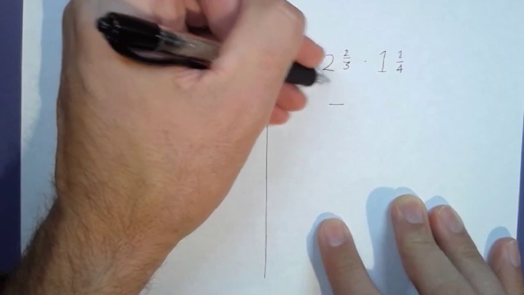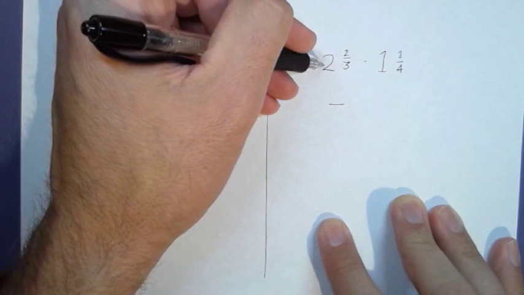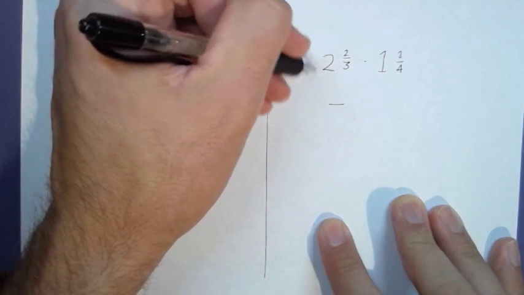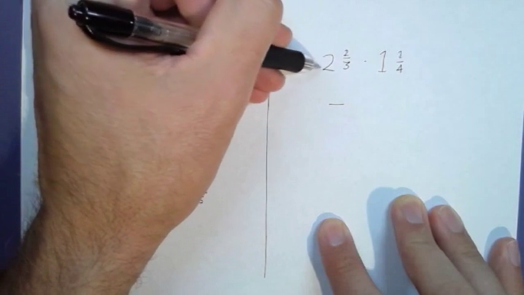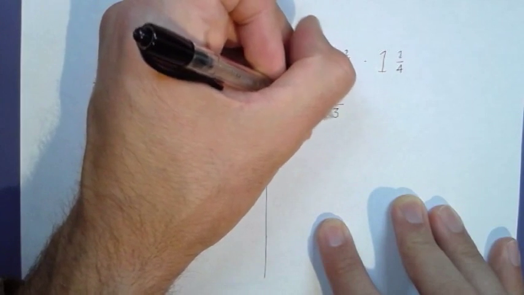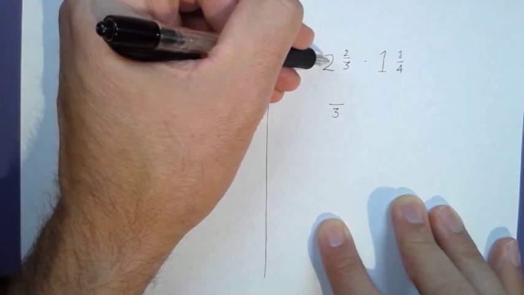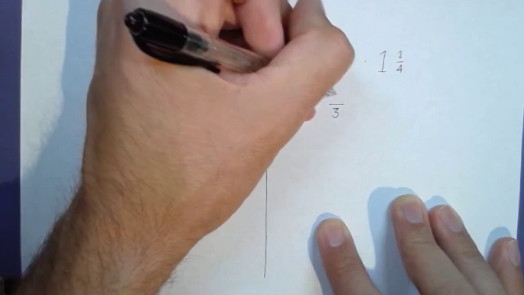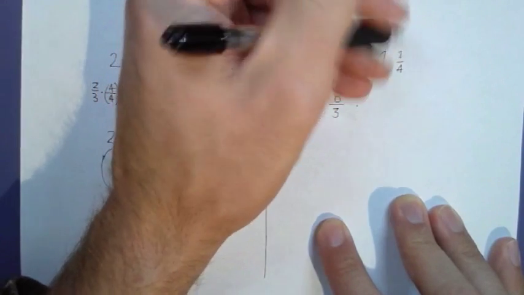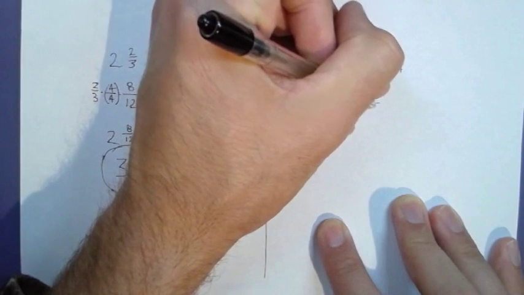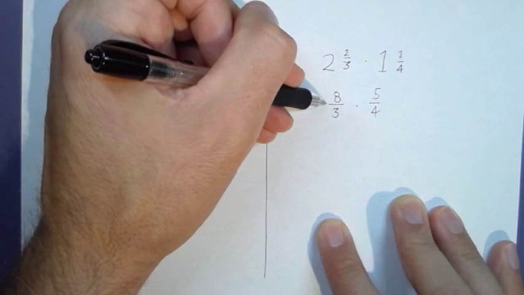Or you could look at it as you could make a 2, I guess, as a common denominator with a 3 and add those together. This is just a quick, simple way to do it. 3 times 2 is 6, plus 2 is 8. 4 times 1 is 4, plus 1 is 5. Now we've turned our mixed fractions into improper fractions.